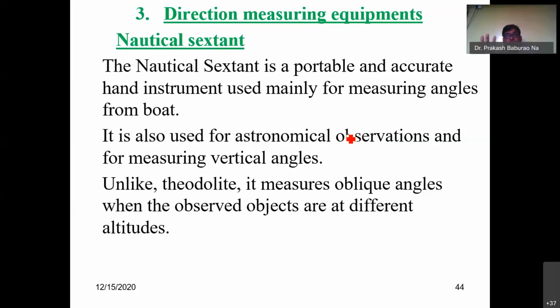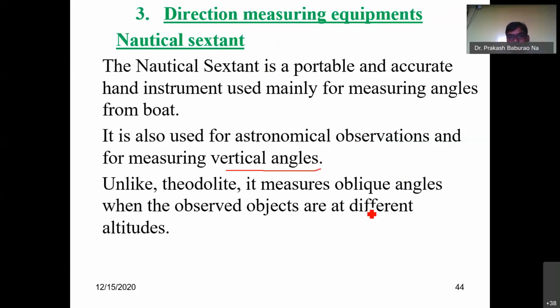Another important use of this instrument is for getting astronomical observations and for measuring vertical angles also. Suppose I am keeping this; I will show you the actual nautical sextant with a diagram, with a photo. If it is placed horizontally, then you measure the horizontal angle. And if you place it vertically, then you measure the vertical angle. This is the best feature of the nautical sextant.